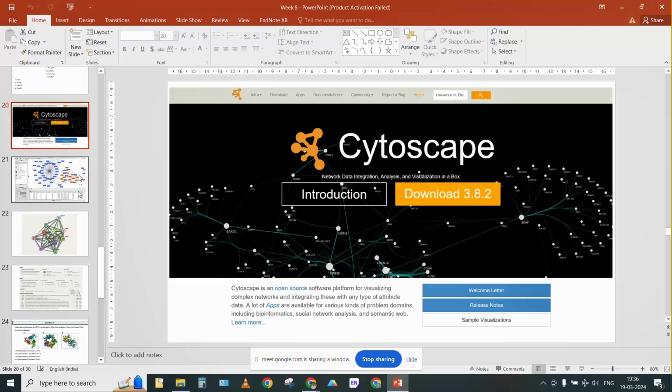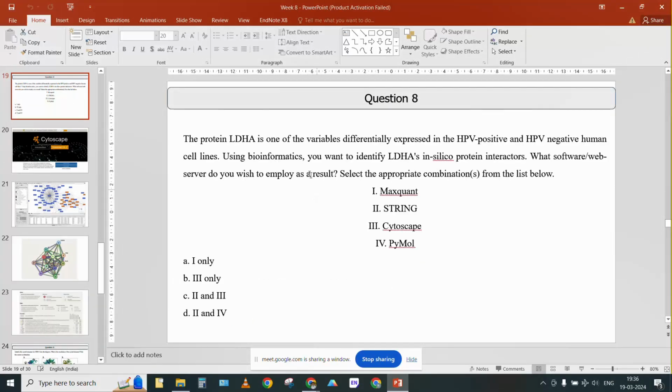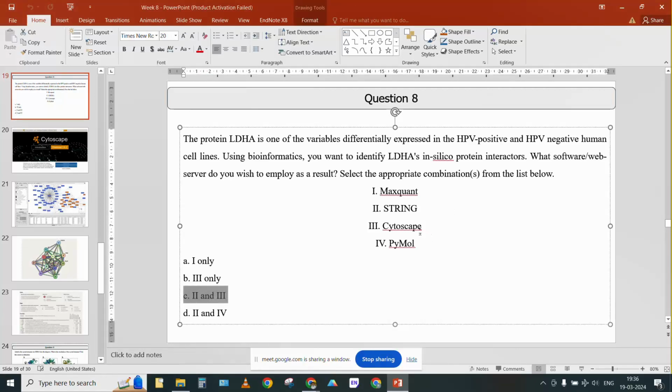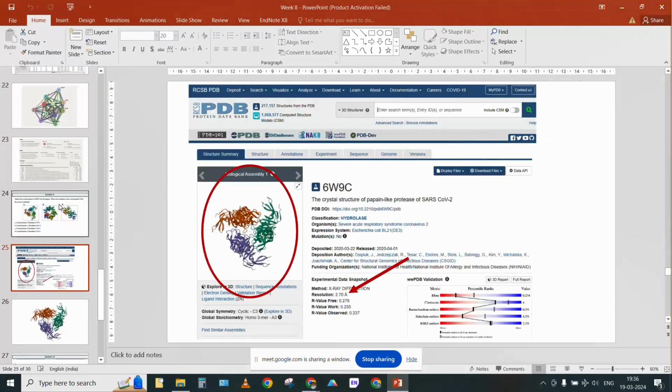So the correct answer for question 8 is C, where it states that STRING and Cytoscape is the appropriate combination to employ as a result over here. Okay, so moving to the next question, question 9.